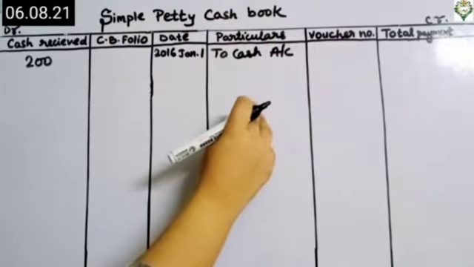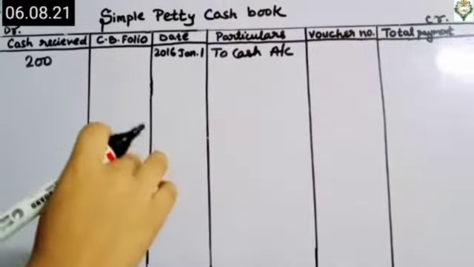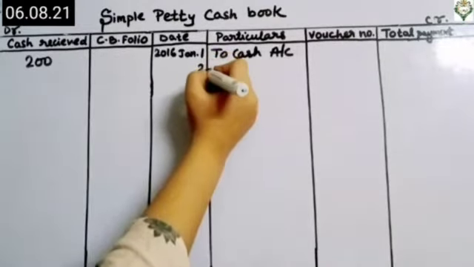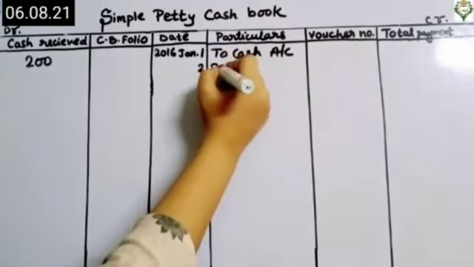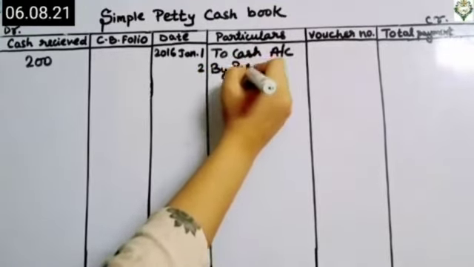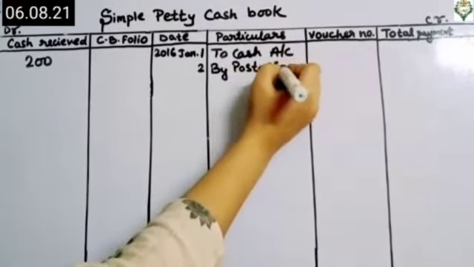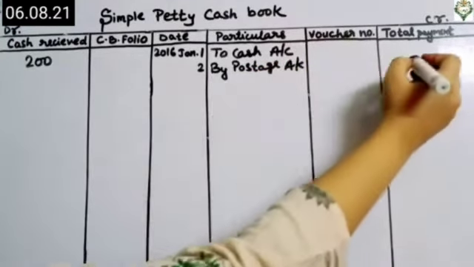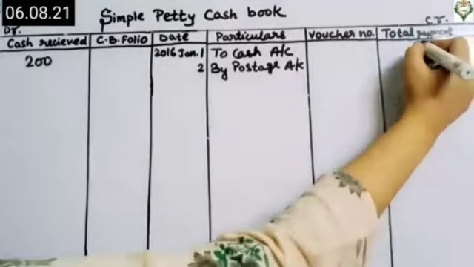Now come to the second transaction, which was done on January 2nd: bought postage stamps. So for January 2, you will write here 2, and we will write by postage account, and the amount is 10.